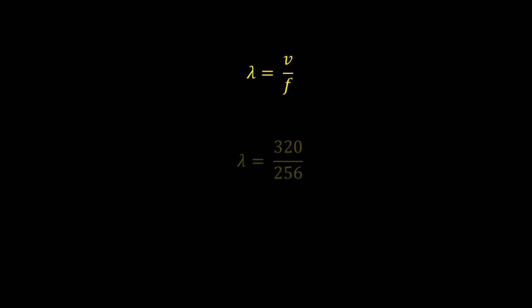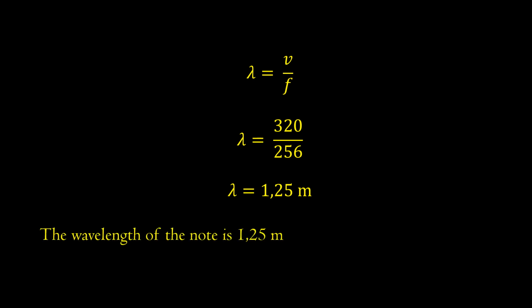We now just substitute the known values for the speed V, which was 320, divided by the known value of the frequency, which was 256. And 320 divided by 256 equals 1.25 meters. This means lambda equals 1.25 meters. This tells us that the wavelength of the note that was played by that flute is 1.25 meters.